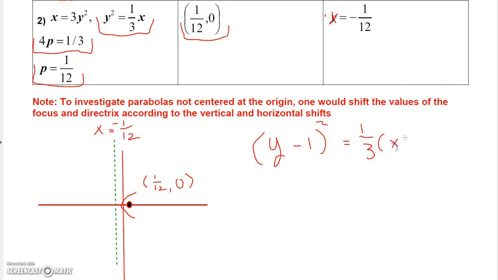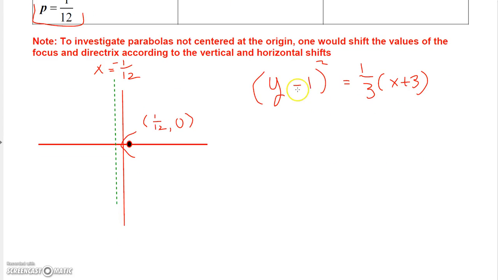plus 3. Well, basically the parabola would look exactly the same, except what you would have to do is shift the x values down 3 units, and the y values would have to be shifted up 1 unit. And that goes back to our transformations we learned earlier in the chapter. When you replace y with y minus 1, it's going to shift it up, and then when you replace x with x plus 3, it's going to shift it to the left.